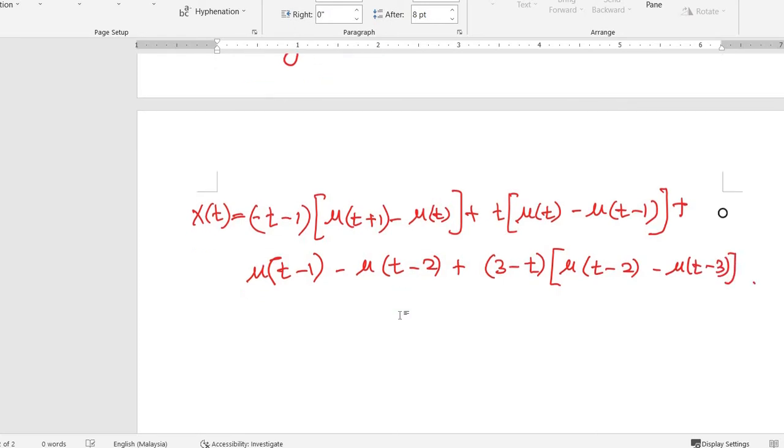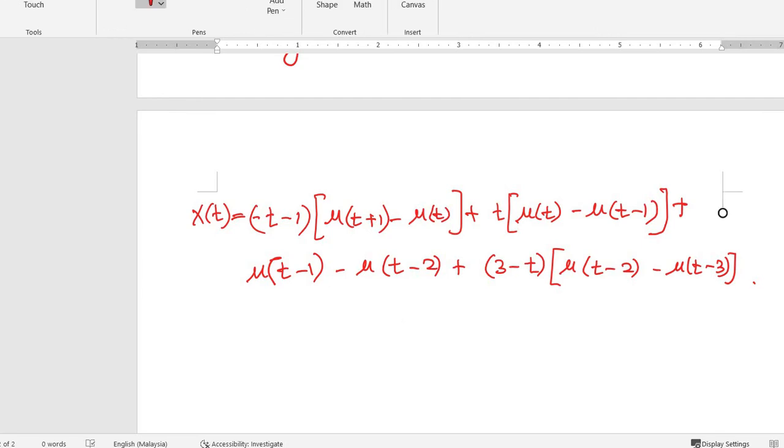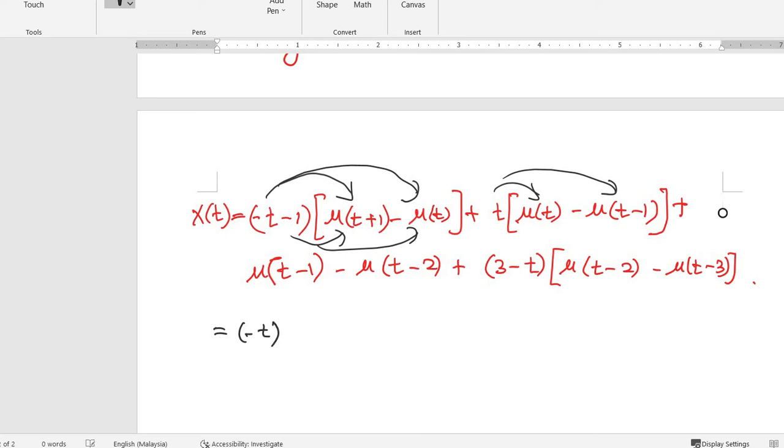After you combine everything, you can simplify it. Before you simplify, you need to expand it. You multiply this and expand. This one is also the same, you expand it. After you expand, you group all the unit steps. Now I expand it first, multiplying one by one.